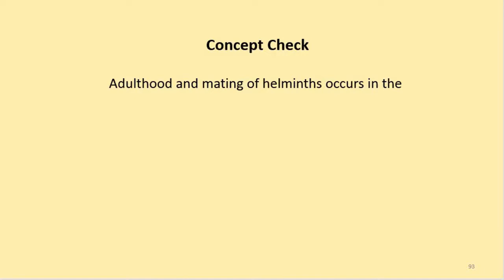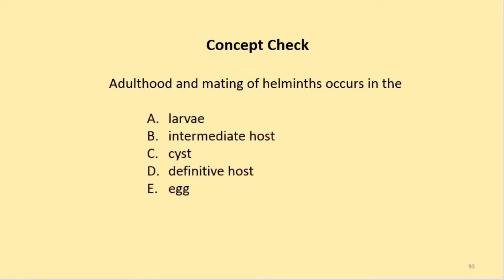So adulthood and mating of the helminths occurs in larvae stage, in the intermediate host, as a cyst, or in the definitive host, or in the egg stage. And of course, the answer is in the final or definitive host. And that is chapter 4.